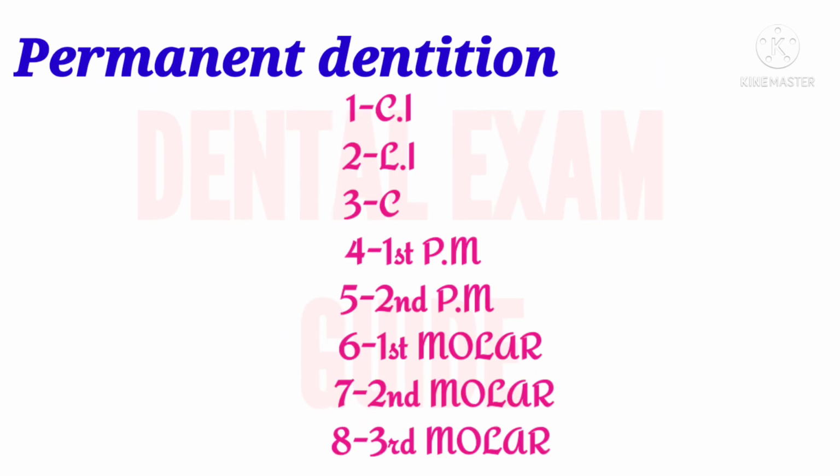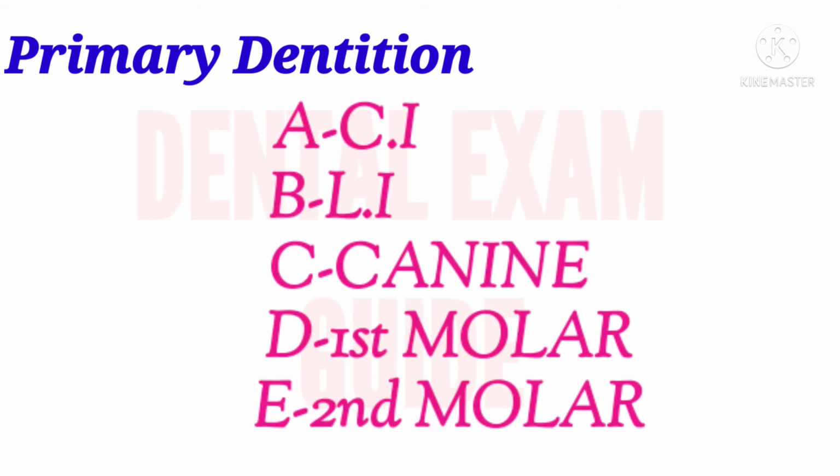While numbering the permanent dentition using Sigmondy-Palmer notation, number 1 is the central incisor, number 2 the lateral incisor, 3 is the canine, 4 is the first premolar, 5 is the second premolar, 6 is the first molar, 7 the second molar and 8 is the third molar. And in deciduous dentition, capital letter A represents the central incisor, B the lateral incisor, C the canines, D the first molars and E the second molars.